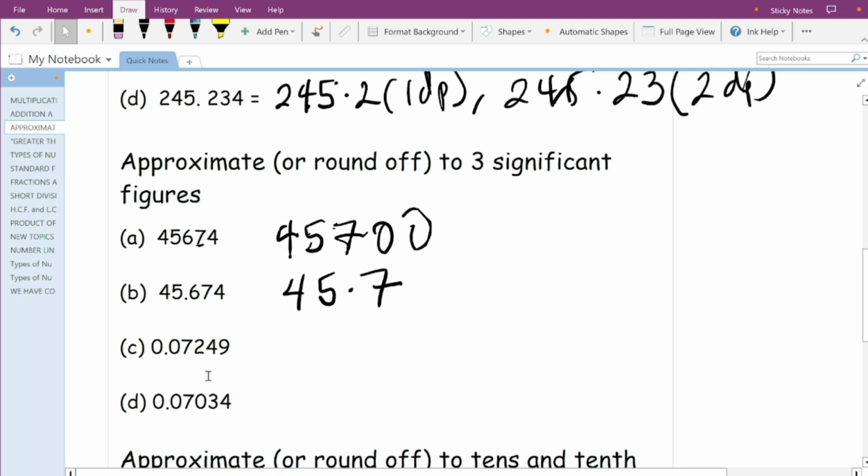The third question, approximating to 3 significant figures, means you are not counting from this 0. You are counting from the first number that is higher than 0, which is 7. Note, you don't count from the zeros. You count 1, 2, 3. So that means we have to stop at 4. And we have to take off this 9. And since it is greater than 4, we have to add 1 to this before we throw it off. And since it's behind the decimal, we can throw the 0 off.